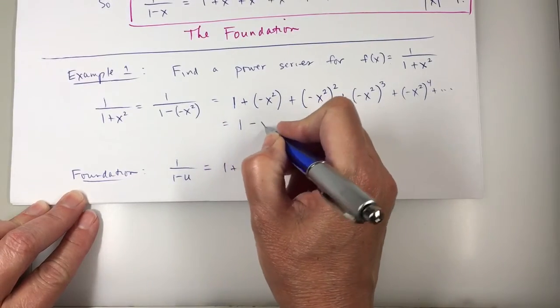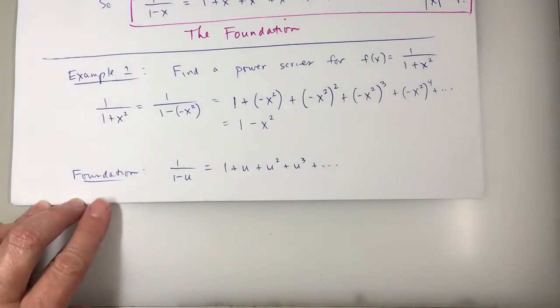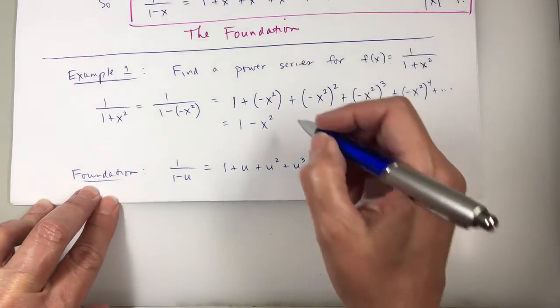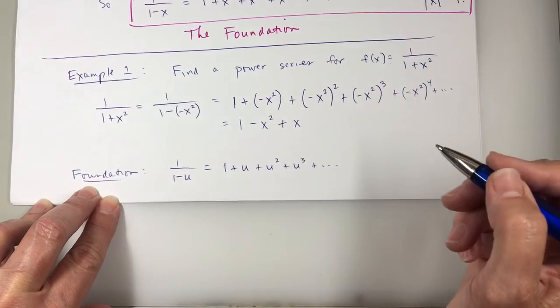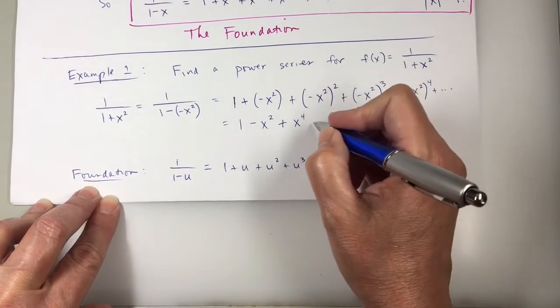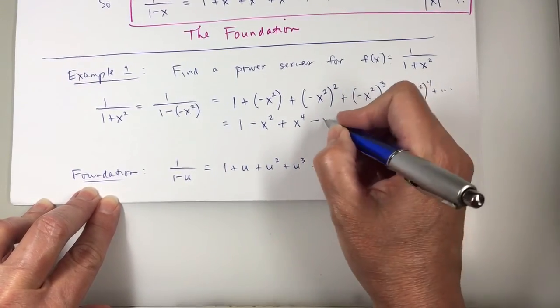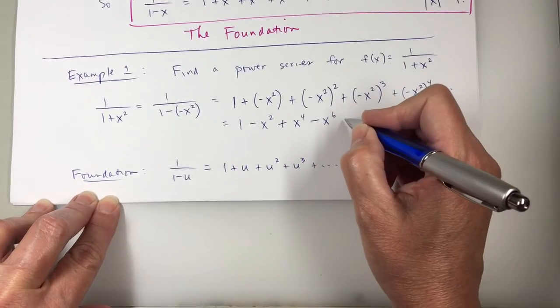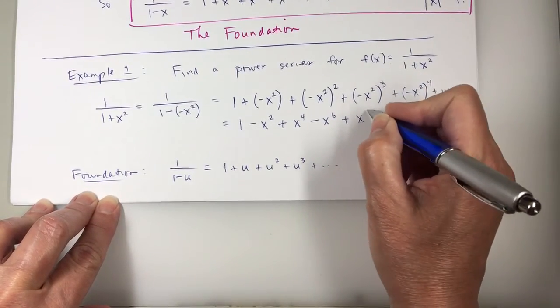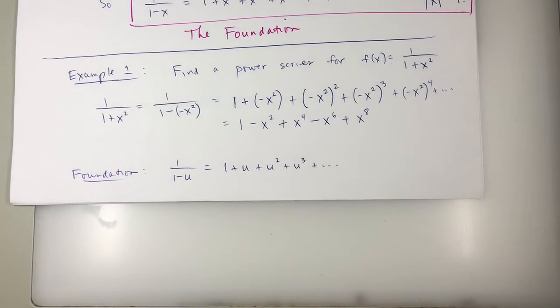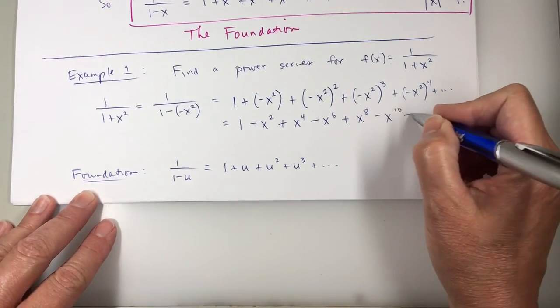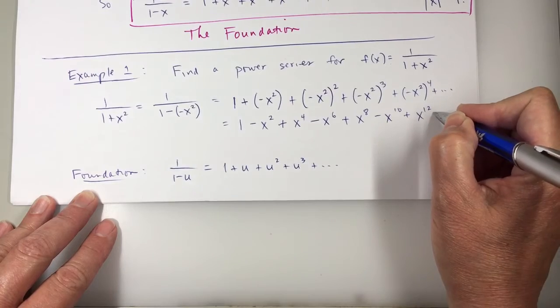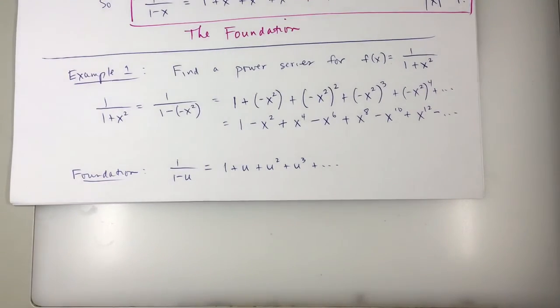1 minus x squared, is the next term positive or negative? Positive. And it's x to the what power? 4th power. The next one's negative, and that's minus x to the 6th. The next one is positive, plus x to the 8th. I didn't write the next term on the previous line, but what is it? Minus x to the 10th. Plus x to the 12th, minus dot dot dot, it goes forever.